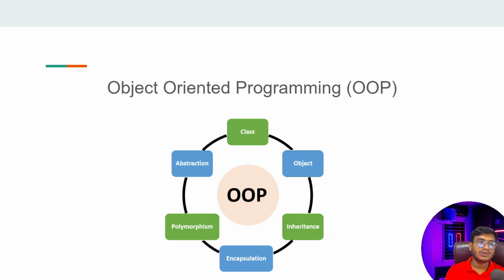In the next video, we'll try to understand class and object inside OOP. We'll try to understand the difference between class and object. Then after that, we'll discuss abstraction, polymorphism, encapsulation, and inheritance concepts as well.